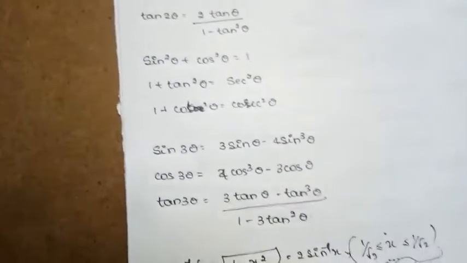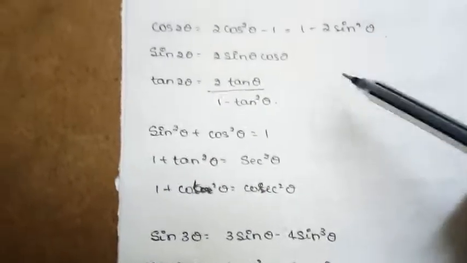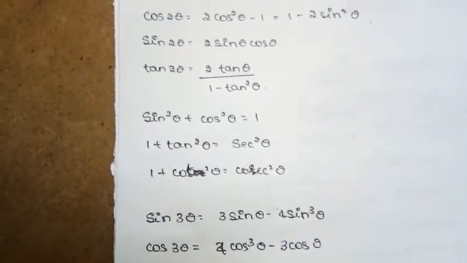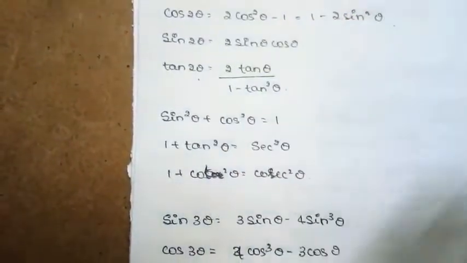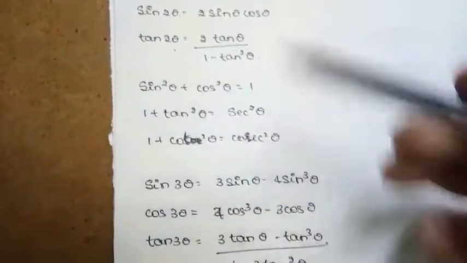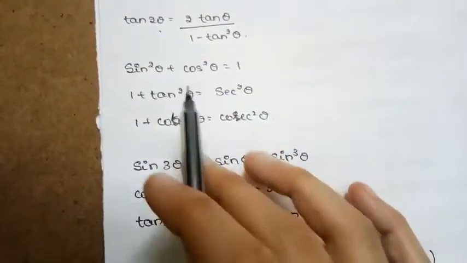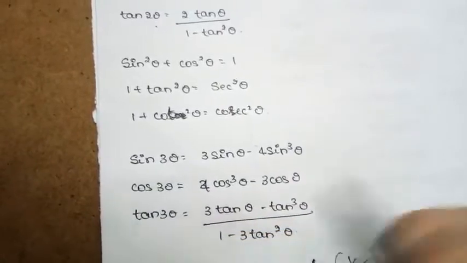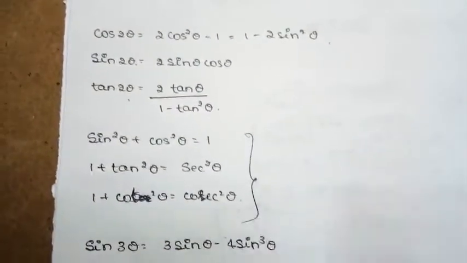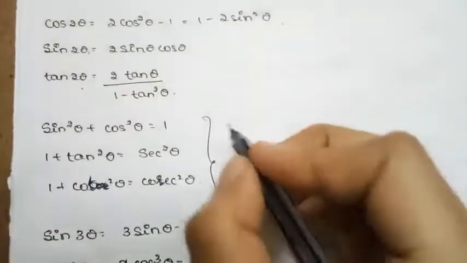So again, I have listed here some of the trigonometric identities which you have already learnt in your class 11th: of cos 2 theta, sin 2 theta, tan 2 theta, and some of the square trigonometric identities, and sin 3 theta, cos 3 theta, and tan 3 theta identities. So now first let us deal with this type of identities.